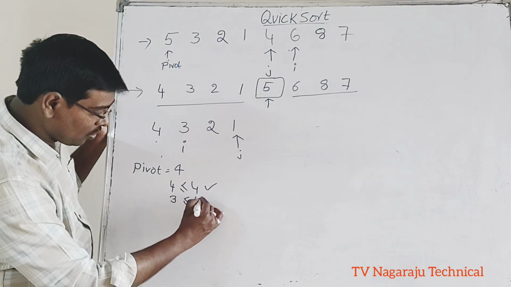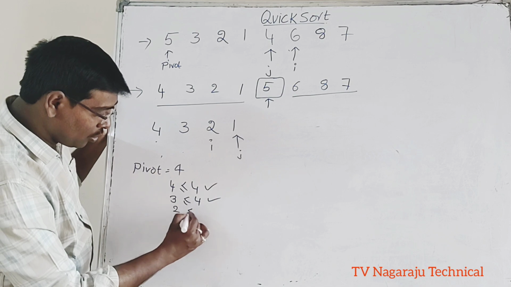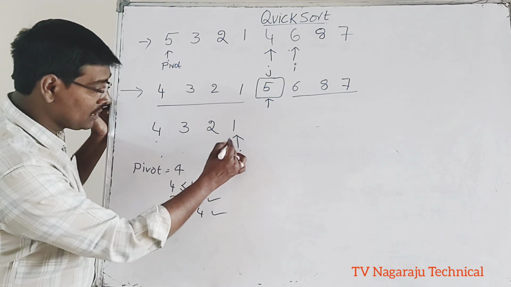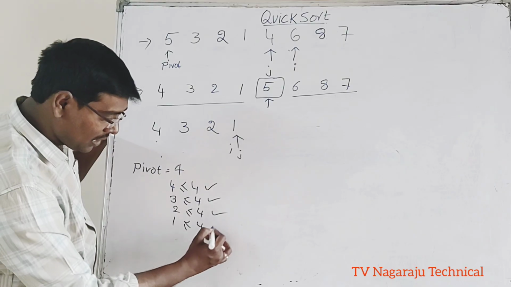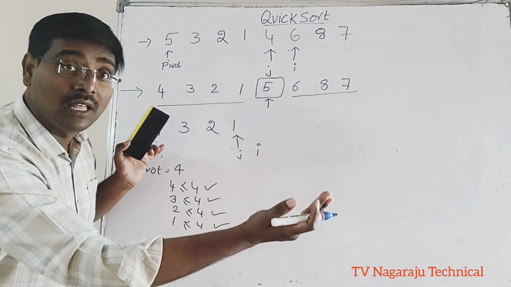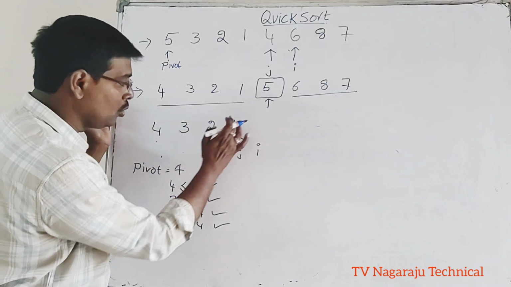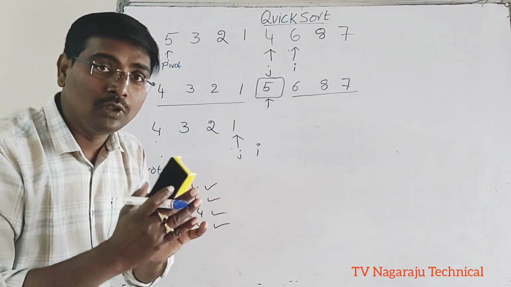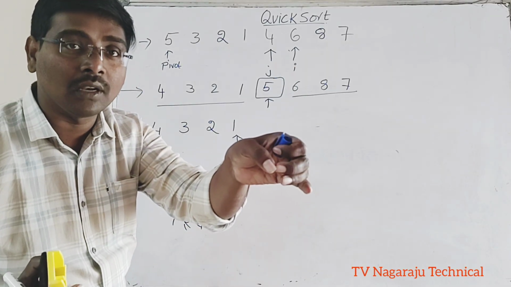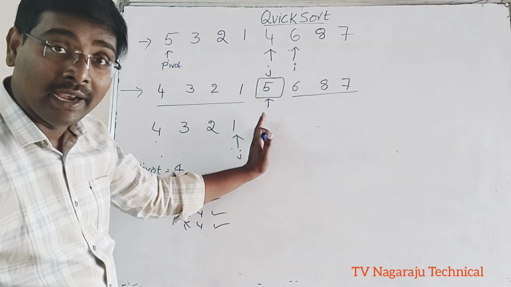3 less than or equal to 4. Condition true. I points here. 2 less than or equal to 4. Condition true. I points here. 1 less than or equal to 4. Condition true. I reached the end. The portion is 0, 1, 2, 3, up to the third position only. Anyway, I crosses the third position. Means what happened? The list has ended.